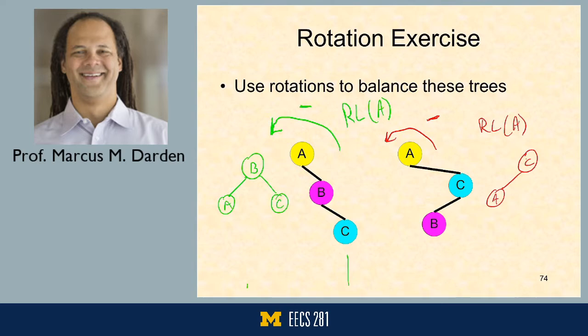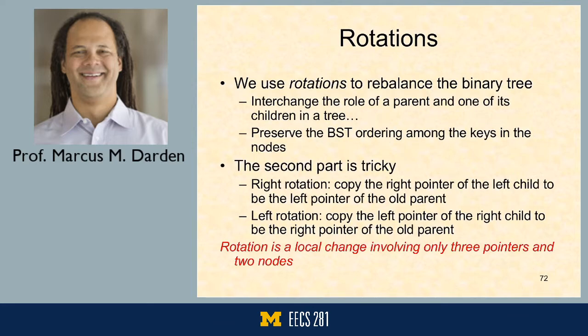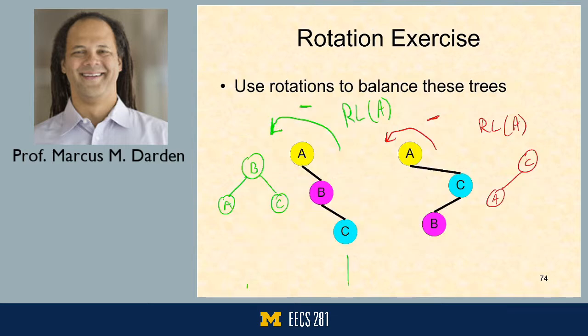C already had a left child, so I can't just make A be C's left child without some repercussions. So in our complicated description here on a rotate left, remember we said copy the left pointer of the right child, so that's B in this instance, to be the right pointer of the old parent. Left pointer of the right child to be the right pointer of the old parent. Right pointer, old parent. So that's what my rotation looks like.